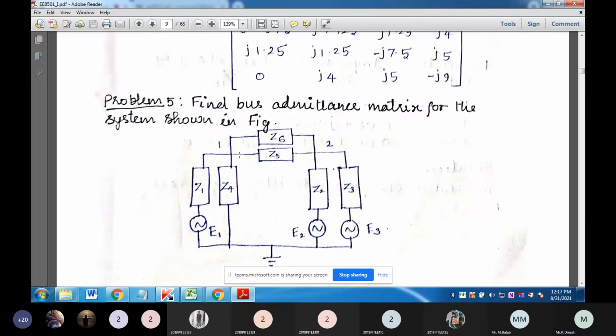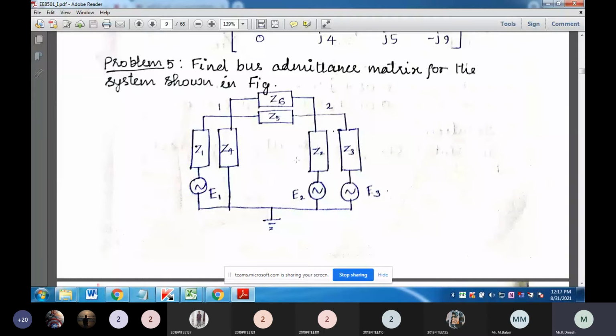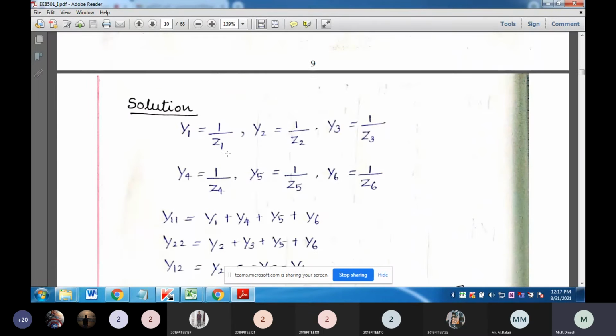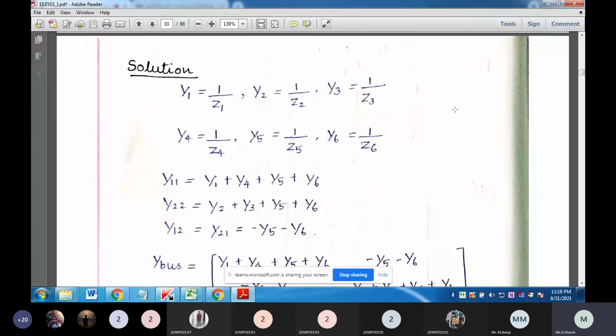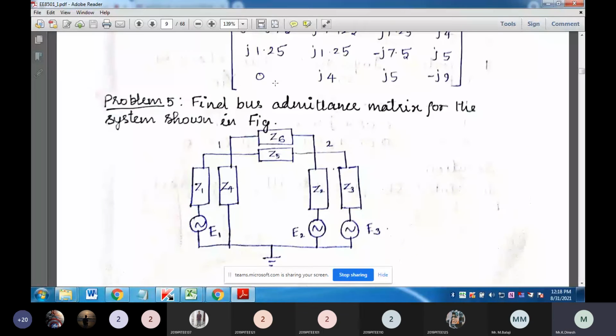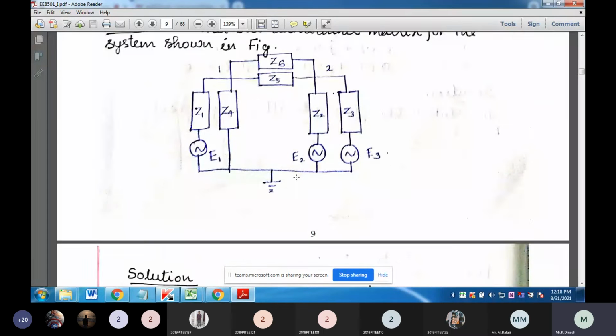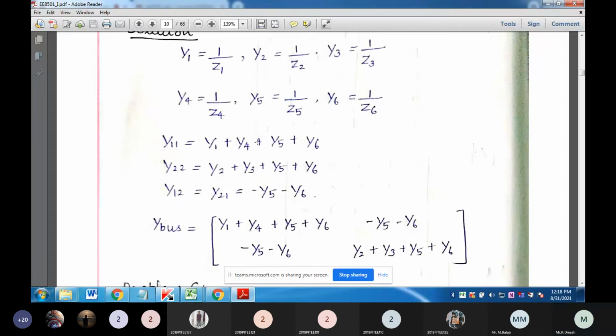The interconnection of the impedances: the first junction is 1 and the second junction is 2. It is grounded. So Y1 is nothing but 1 by Z1, as you all know. Y2 is 1 by Z2, Y3 is 1 by Z3, Y4 is 1 by Z4, Y5 is 1 by Z5, and Y6 is 1 by Z6. I am just converting my impedance into admittance. So what is Y11? The first node connected values. In the first node, what are the branches connected? Z1, Z4, Z5, Z6 connected. So I am taking all the elements' inverse. That is nothing but Y1, Y4, Y5, Y6.